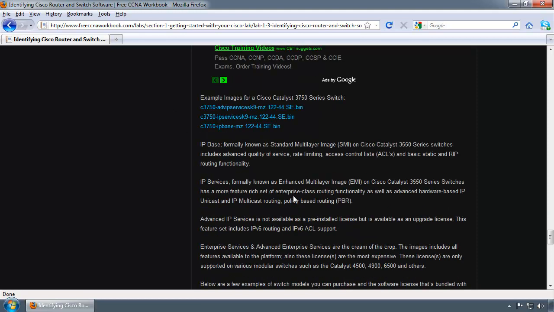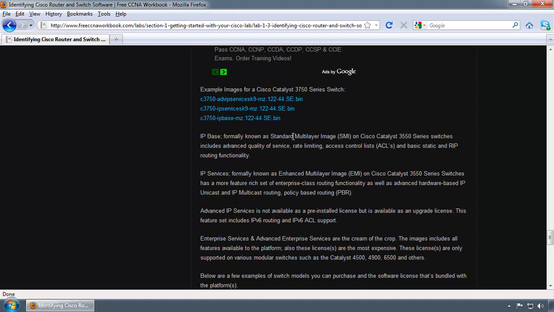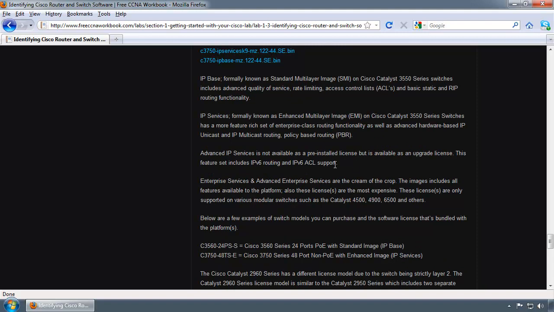IP base is formerly known as the SMI image on a Cisco 3550, and the EMI image is also known as IP services, as I see here. And as I was talking about earlier, IP services include IP version 6 routing, IP version 6 HDL support, just a bunch of IP version 6 in general. However, like I said, advanced IP services was discontinued as of 12.2(50), and all the features in advanced IP services were moved into IP services.